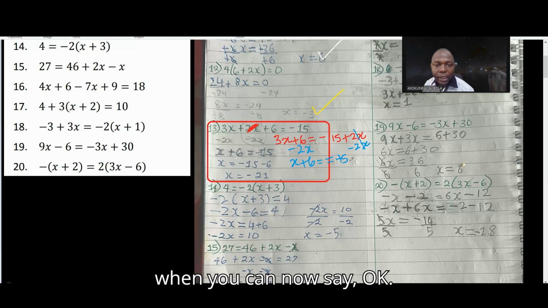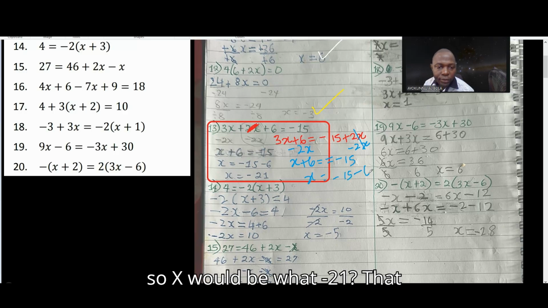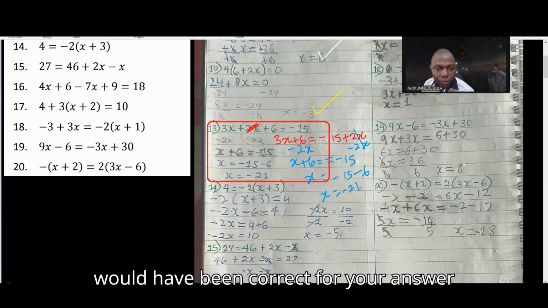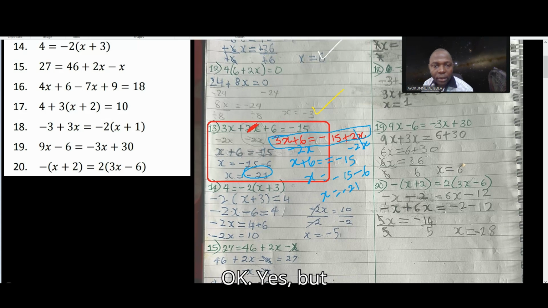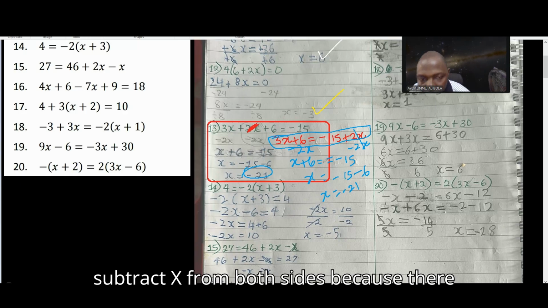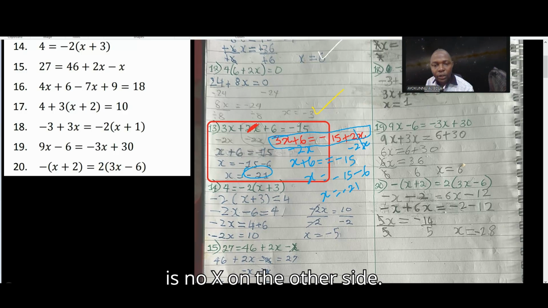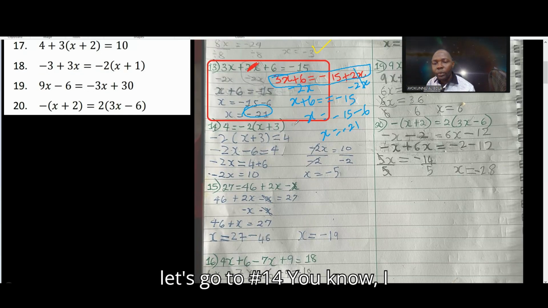So that's when you can now say, okay, x equal to negative 15, negative 6. So x will be what? Negative 21. That would have been correct for your answer if this one had been the question, okay? But with the question you have, you cannot subtract x from both sides because there is no x on the other side. Is that clear? Okay, let's go to number 14.